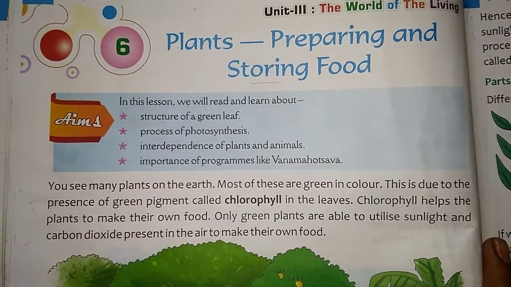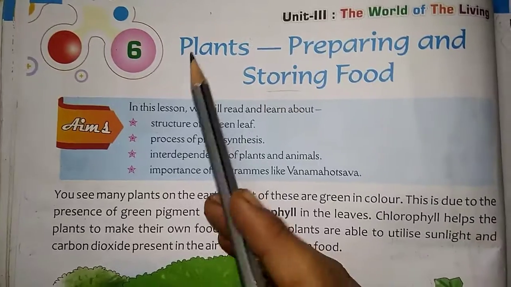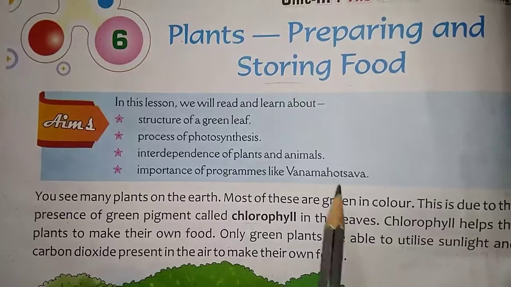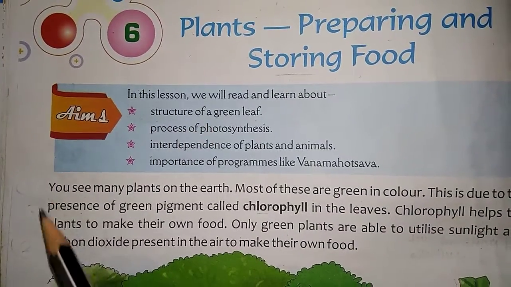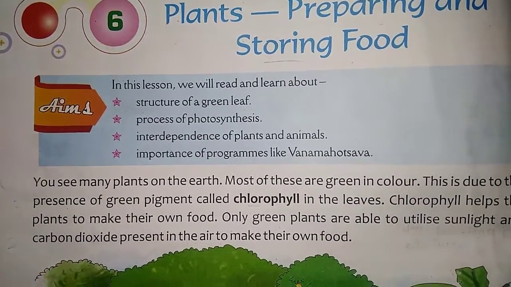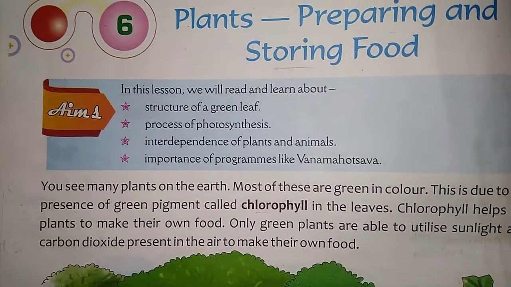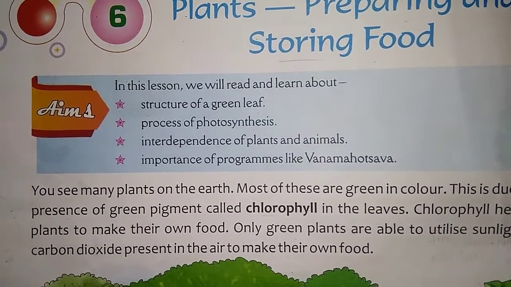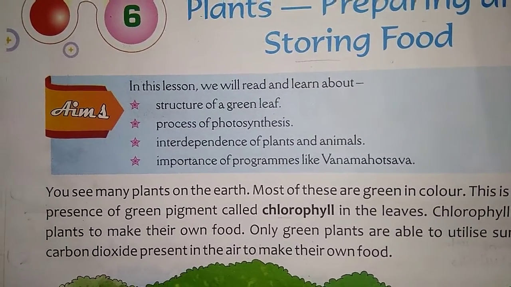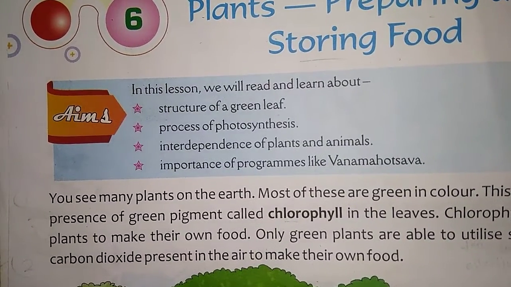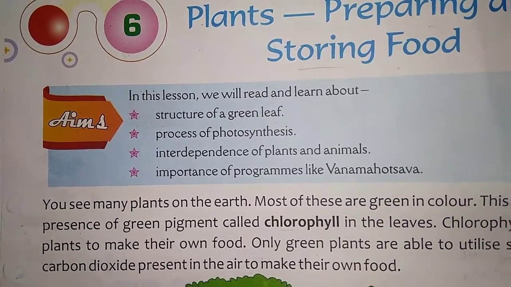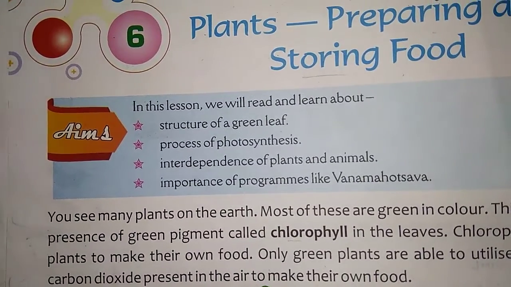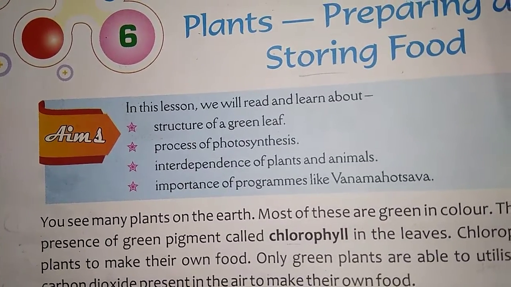Hello children, today we are going to learn lesson number 6, plants preparing and storing food. In this lesson we are going to discuss the structure of a leaf, how a leaf will be, the process of photosynthesis, what is the process of photosynthesis, interdependence of plants and animals, and the importance of a program like Van Mahotsav. Van Mahotsav means what? We have to plant the trees. That is known as Van Mahotsav.